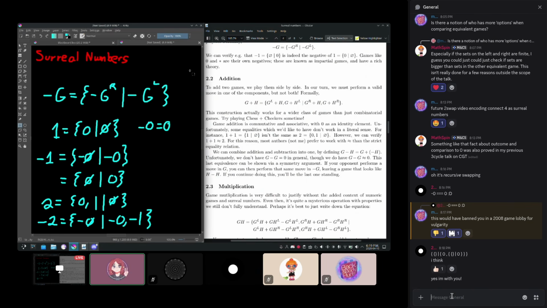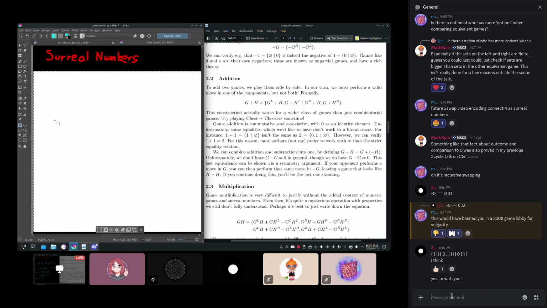Now, what's going on with addition? Addition is another construction that maybe looks a bit intimidating if you write it down in symbols, but it makes sense if you actually try to play the games. What addition basically is, is just playing two games side by side.